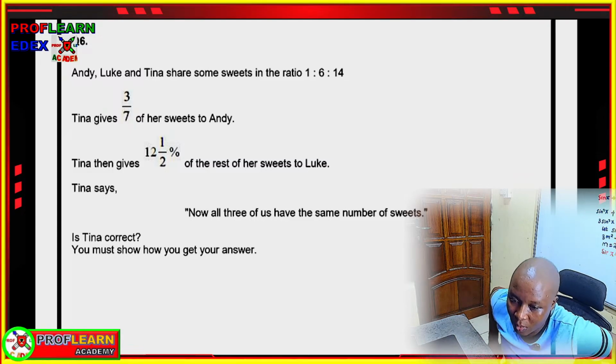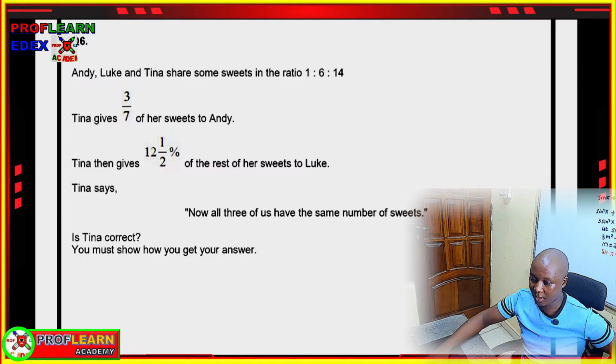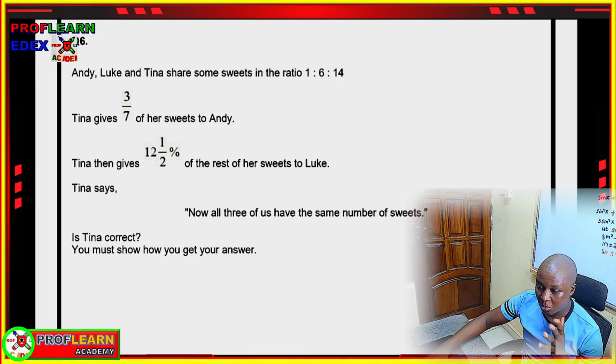We are told Hadi, Luke and Tina share some sweets in the ratio of 1:6:14. Tina gives 3/7 of her sweets to Hadi, and Tina then gives 12.5% of the sweets to Luke. Tina says now all three of us have the same number of sweets. Is Tina correct? You must show how you get your answer. So we are going to work that out.